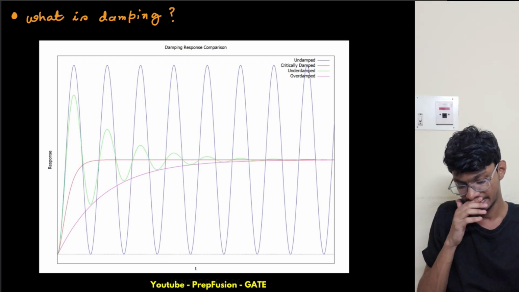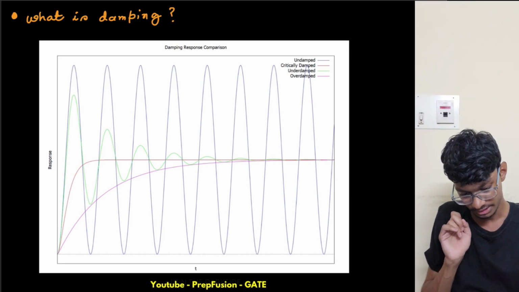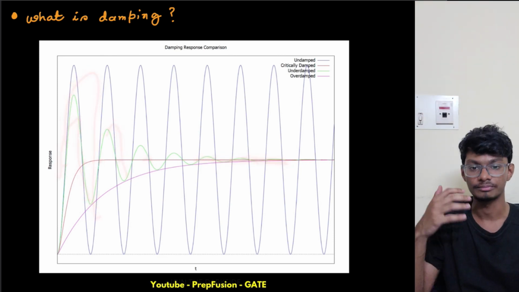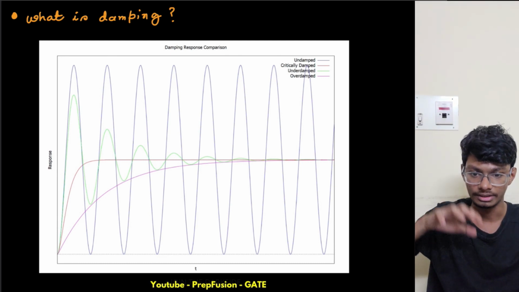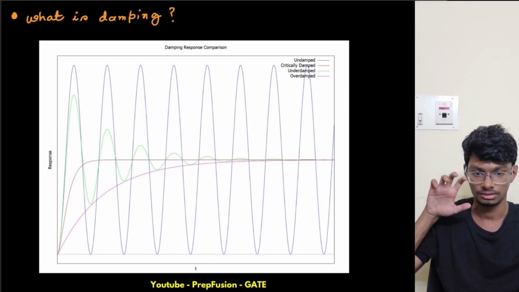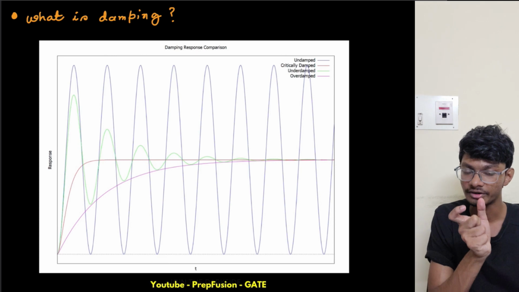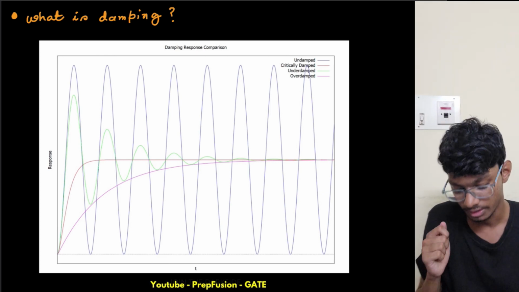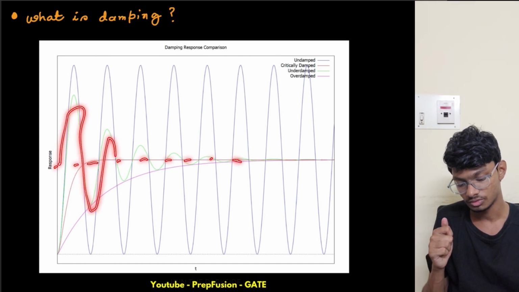What do I mean by oscillations? Let's say this is my steady state. Around the steady state, these signals are oscillating. These are basically different signals with different damping factors for the same system. I'm applying different signals to the same system with different damping factors. What is the damping factor? Obviously by the end of this chapter we'll understand, but I'm just giving you a brief overview.